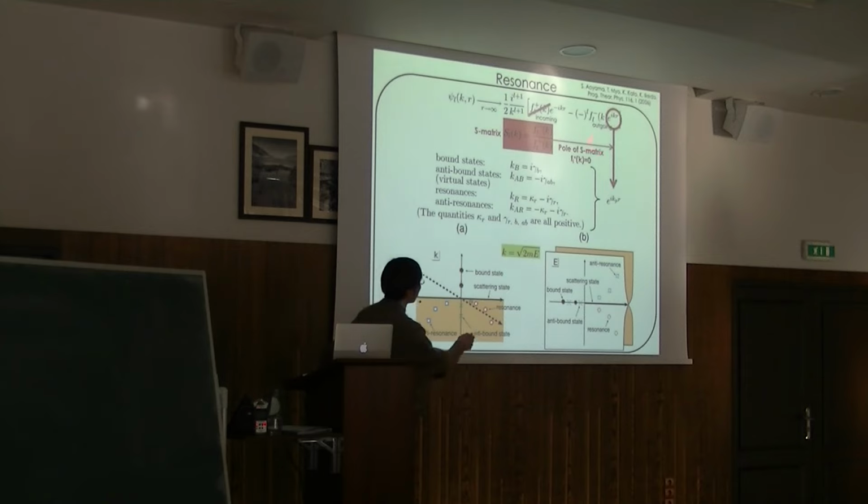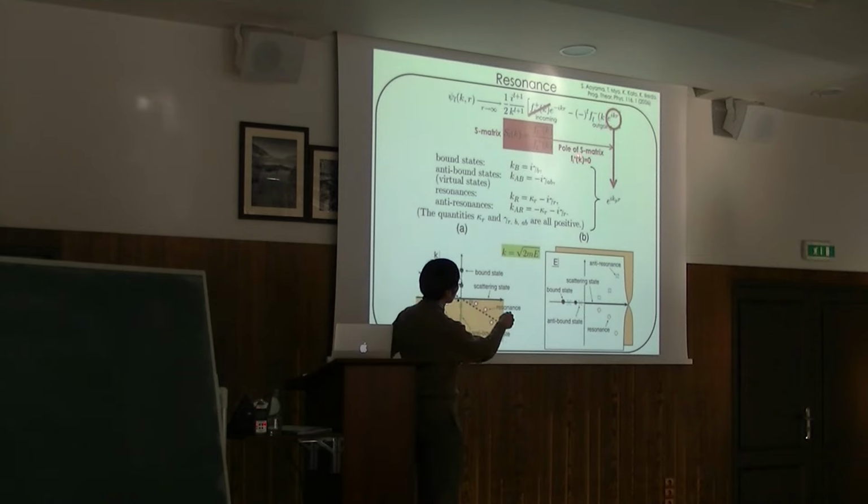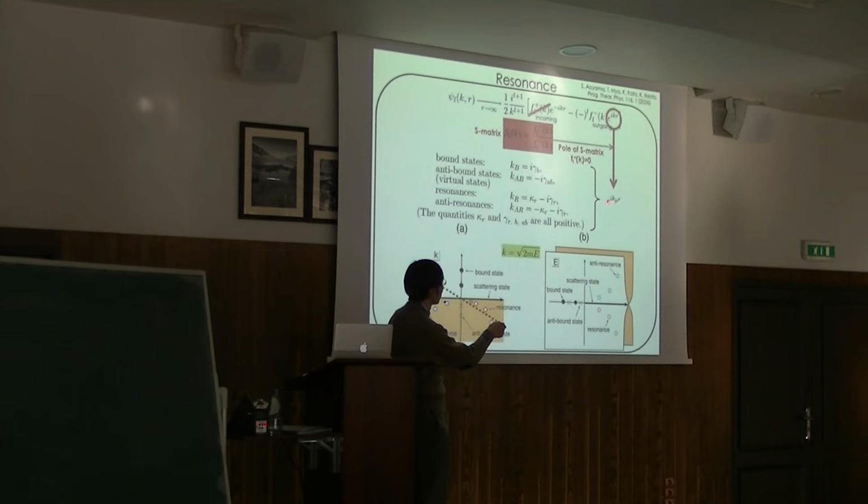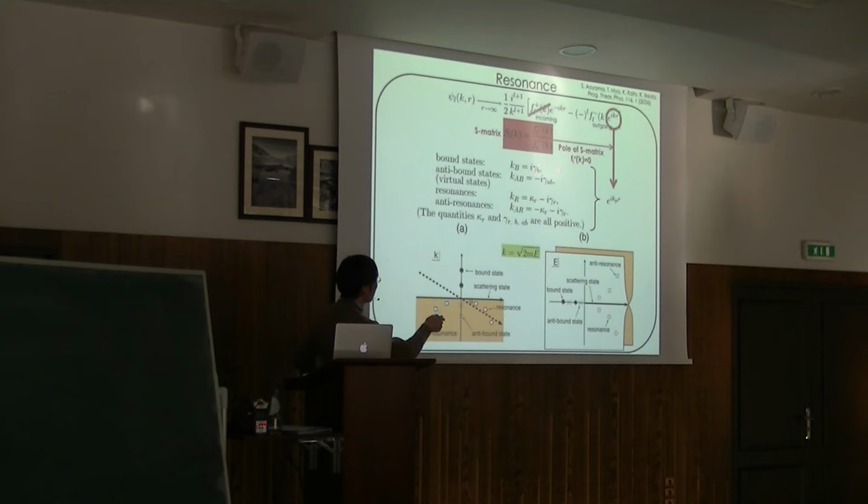So let's see. This is the outgoing state. Therefore, we have only exponential i k r. k is some momentum, and a bound state is nothing but a pure imaginary k. And there is an anti-bound state, the so-called anti-bound or virtual state. But this is not a really physical one because you see the wave function diverges at large distance. So a plus pure imaginary momentum is a real bound state.